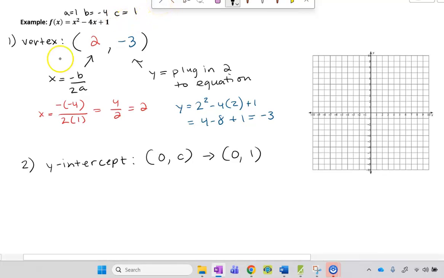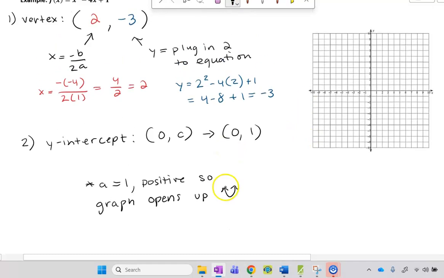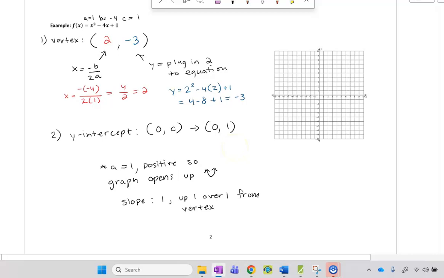So I now have my vertex, my y-intercept, and let's take a look at A. A is 1, which is positive. So the graph opens up. I know what it's going to look like because I know it opens up. I know where the vertex is and the y-intercept is. And lastly, the slope would be 1. So up 1 over 1 from vertex. So these are all the pieces that I need to be able to graph this thing.